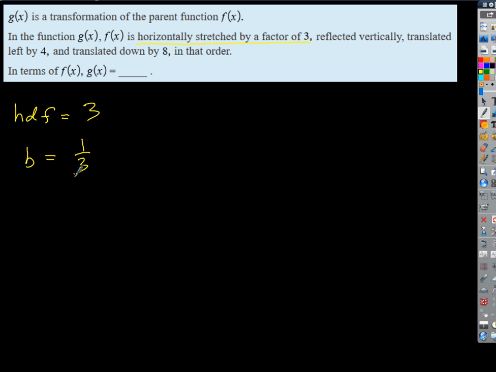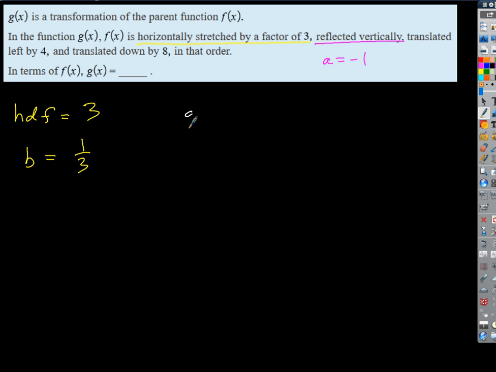Very good. Okay, Mackenzie, what about this part right here? If we're reflecting vertically, what's that going to do? We're going to put a negative out front, aren't we? Because that's actually A, isn't it? That's telling us that A equals -1. So we got a lot going on here then.